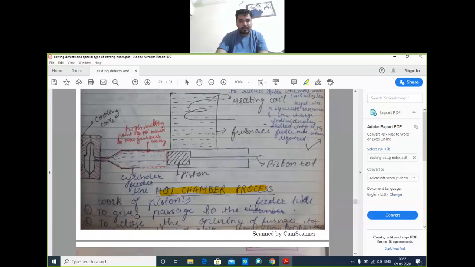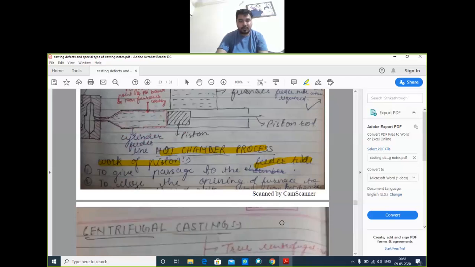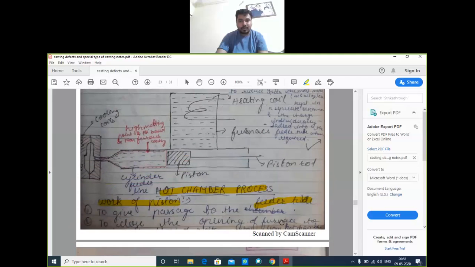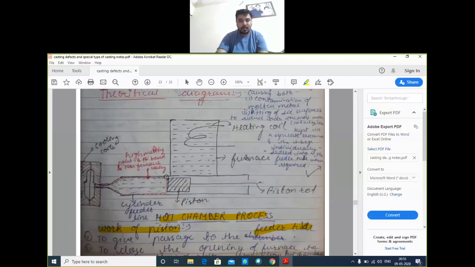In the hot chamber process, what is the work of the piston? It gives passage to the feeder tube and closes the opening of the furnace. The piston is used for filling the molten metal into the feeder tube, and then pushing the piston sends the molten metal to the die. After solidification, we get the final product.